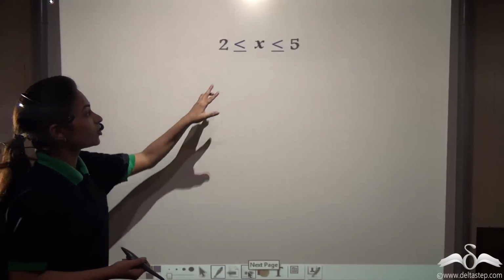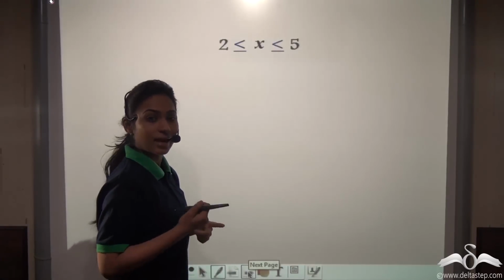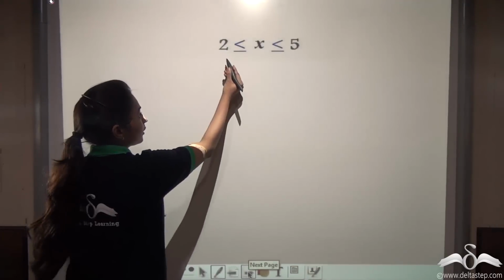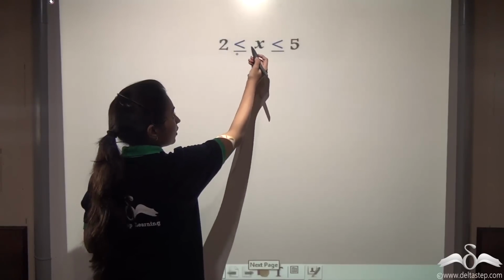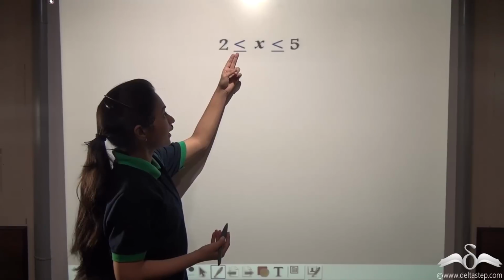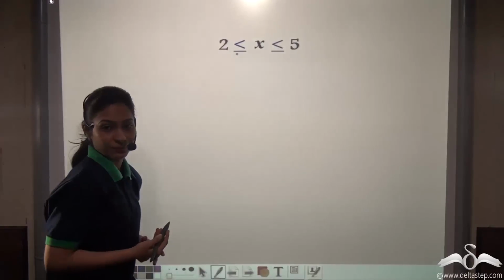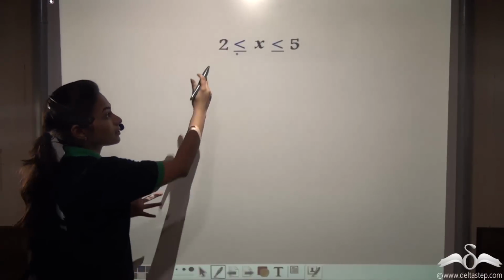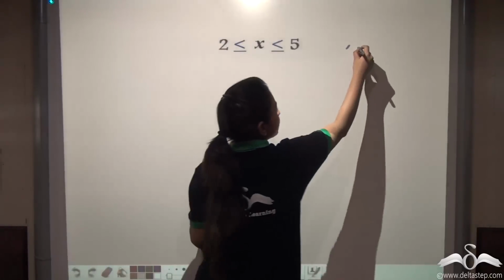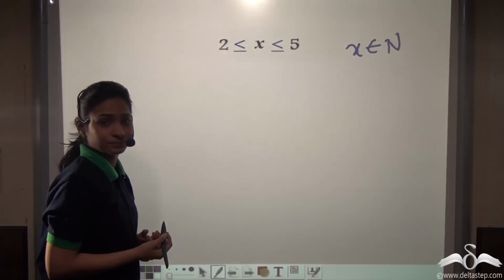Again, see, I have changed the signs of the inequation. Here you are having both at least and at most. You can see we have written 2 is less than or equal to x, or in other words, x is greater than or equal to 2, but x is less than or equal to 5. So now what will be the answer for this inequation if x belongs again to natural numbers? Can you answer?